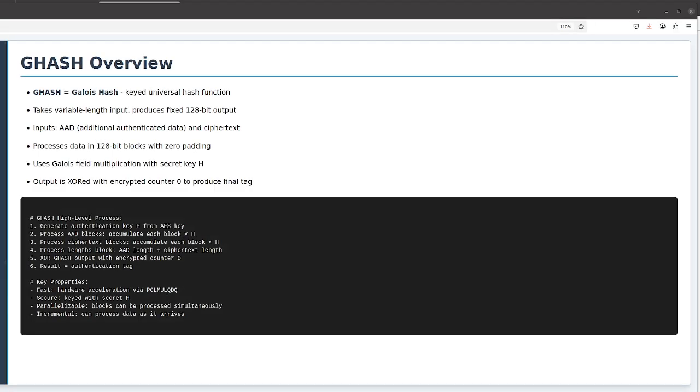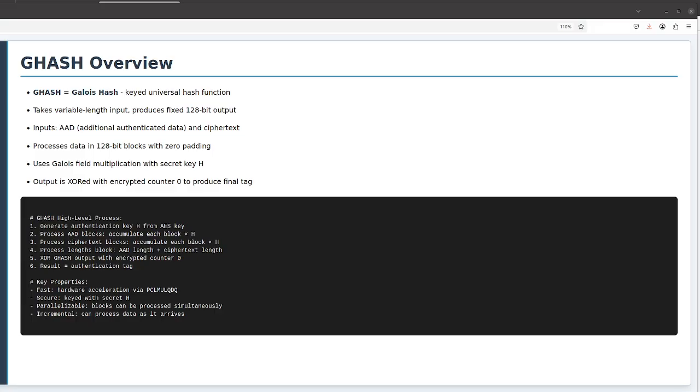GHASH overview and purpose. Before we dive into the mechanics, let us understand what GHASH does at a high level. GHASH is a universal hash function that takes variable length input and produces a fixed 128-bit output. The key property is that it is keyed, meaning you need a secret key H to compute the hash, and without H, you cannot create valid hashes.